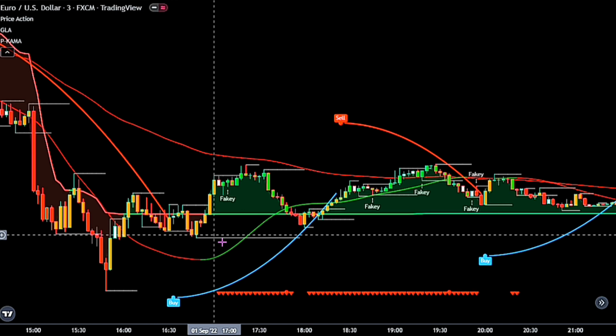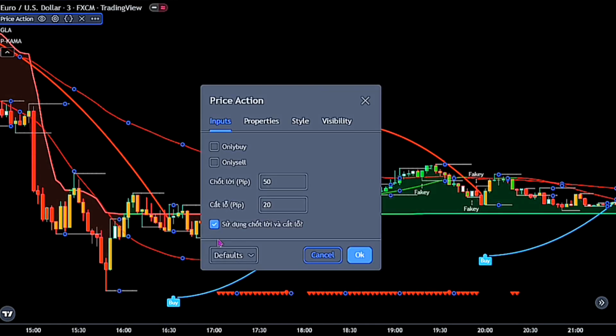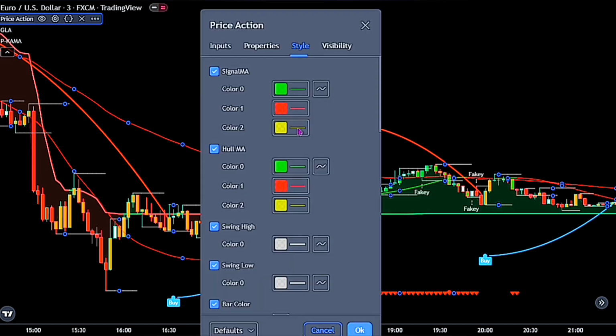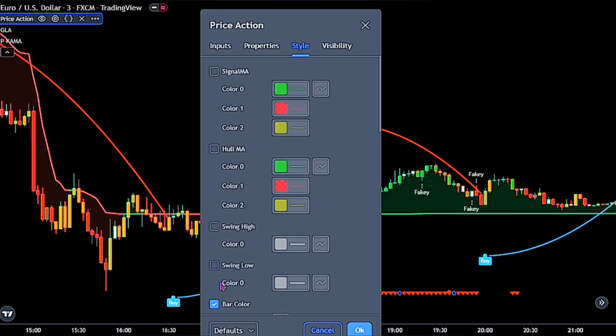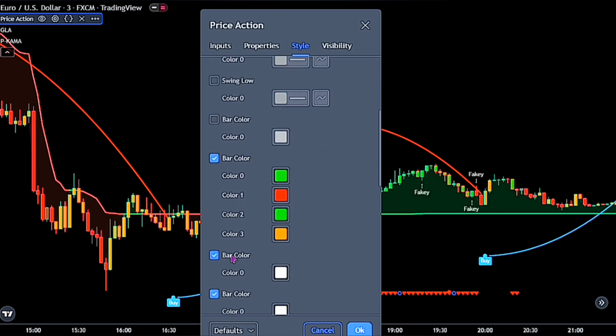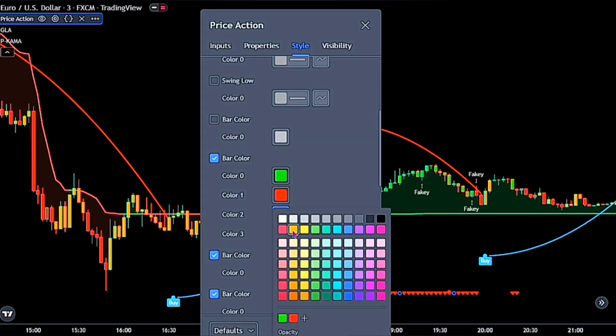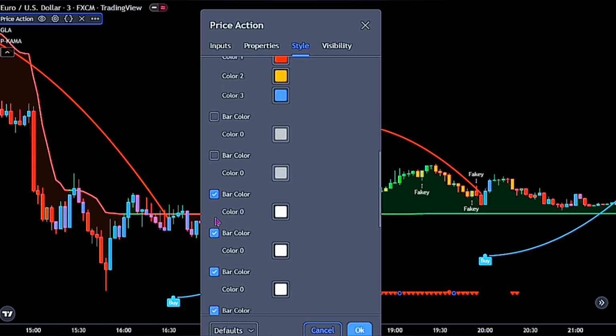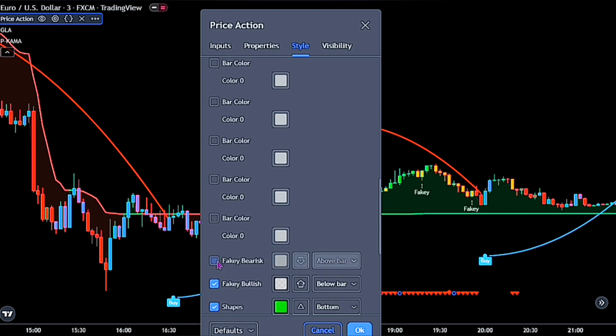Now for the price action, double click on it to bring up the settings panel. For the inputs, it's on 50, 20. Head over to the style, untick the signal MA, the hull MA, untick the swing high and swing low, untick this bar color. Now for this section, go ahead and change color 2 to orange and color 3 to blue. After that, untick all these settings, and when you are done, go ahead and click on the OK button.